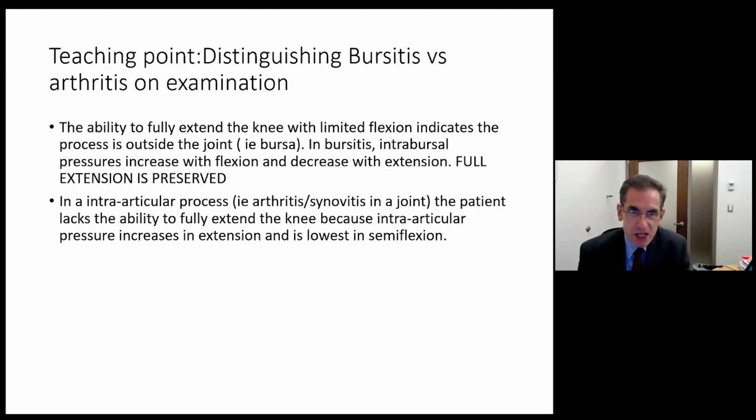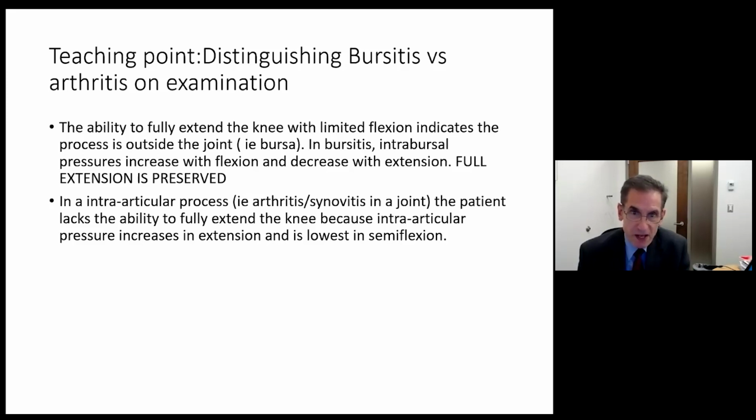I'll start with a teaching point based on the physical examination. And the topic is distinguishing bursitis versus arthritis on examination. And the key point is that the ability to fully extend a joint, a knee, for example, with limited flexion indicates the process is outside the joint.